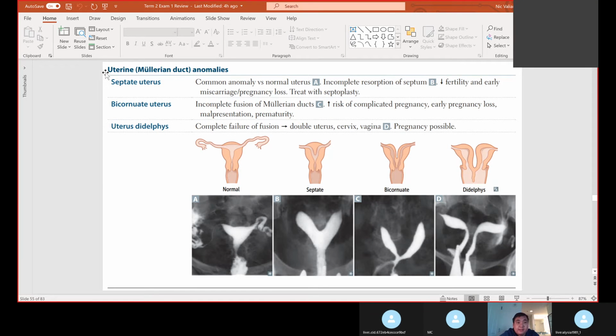High yield: different Mullerian duct anomalies: septate, bicornuate, and didelphys. Septate, incomplete resorption of the septum. You treat them with septoplasty. Bicornuate, you have two horns, incomplete fusion of the Mullerian duct. And didelphys, complete failure of fusion, which causes you to have a double uterus, cervix, and vagina. Please take note of the imaging below.